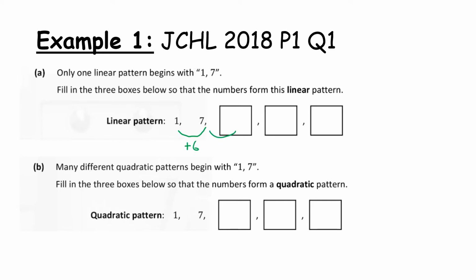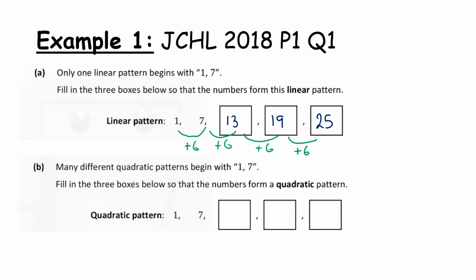So I know I've added 6, so that means to get to each next term, this is the term to term rule, I add 6. So I add 7 and 6 and get 13, 13 and 6 I get 19, 19 and 6 and we get 25. And that is the only linear pattern that exists, because having that 6 that we're adding that first time, if it's a linear pattern we have to keep adding that same 6.